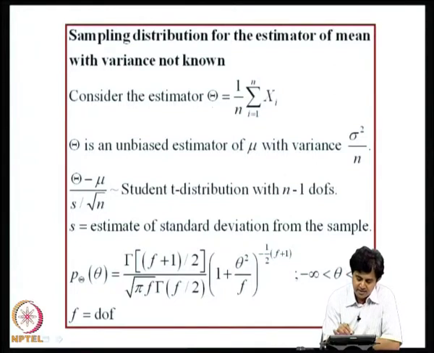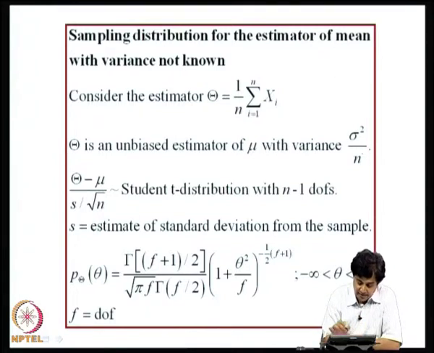To get a point estimator for the mean you do not need the variance, but to write the sampling distribution, and hence the confidence interval, you need the variance. Now, theta given by 1 by n summation i equal to 1 to n xi is an unbiased estimator of mu with variance sigma square by n.